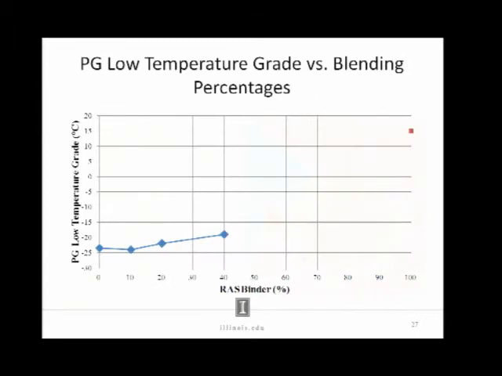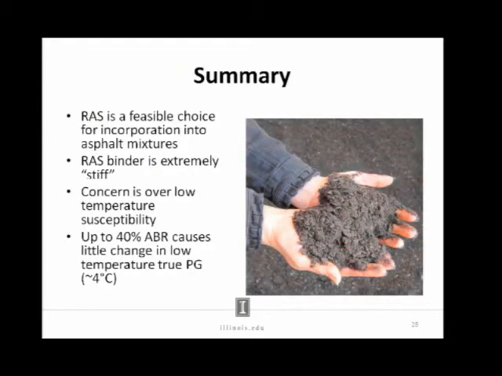So that was a quick overview of some of my binder testing. Just a quick summary: I think it's a feasible choice to incorporate recycled asphalt shingles in mixtures. One thing that is very important is that the RAS binder is extremely stiff. We saw that with these trends here. The concern is also over low temperature susceptibility. Do we have low temperature cracking? I didn't look at this from a mixture point of view. Regardless of what we get at the binder level, the ultimate question is, can this mix perform in the field? My plan is to do some low temperature mixture testing to answer this question.